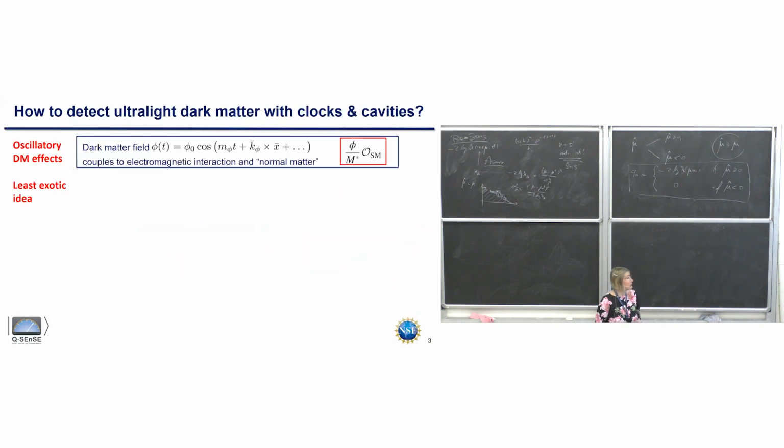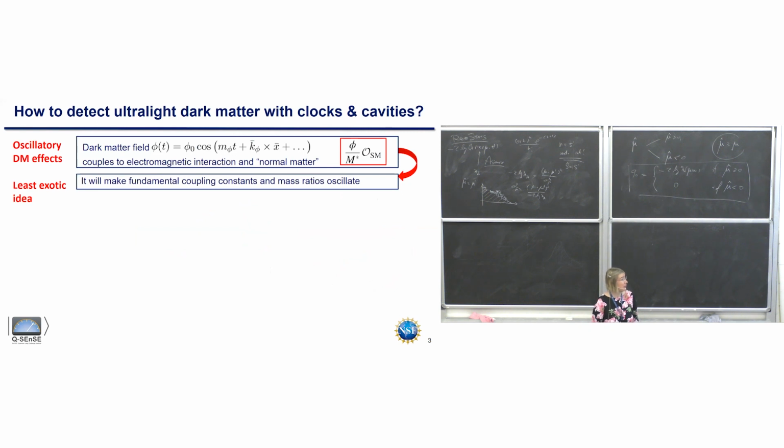So what actually happens, let's review. The dark matter field couples to the electromagnetic interaction and normal matter. And that's the Lagrangian we described before. So if it does, it will make the fundamental coupling constant oscillate and the mass ratio oscillate. Again, this is a very default dilatonic coupling. In principle you can get it for a relaxion. If you're coupling to the Higgs, you can actually get the same effects as well. You even get some other effects for that. So this is a very, very default dilatonic type coupling.